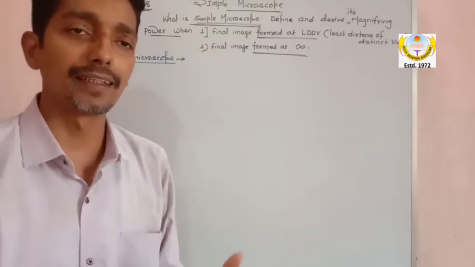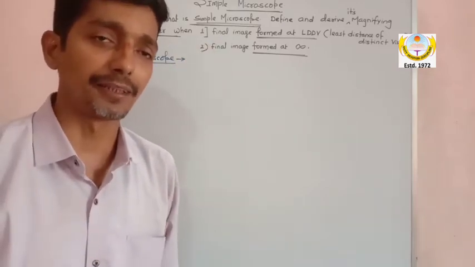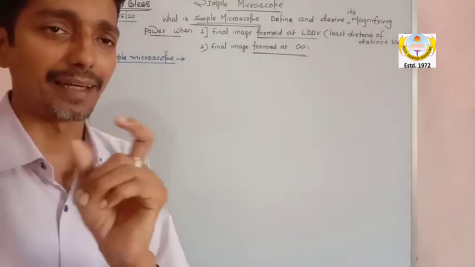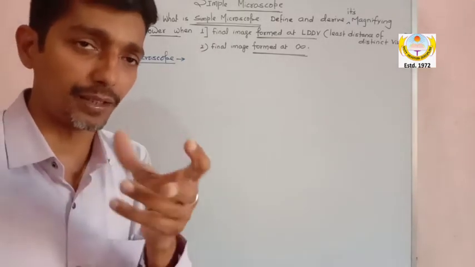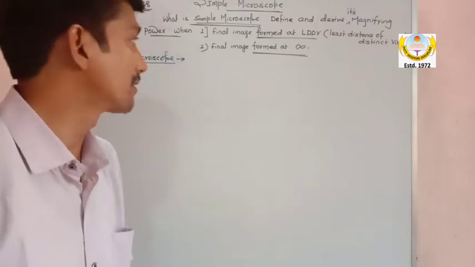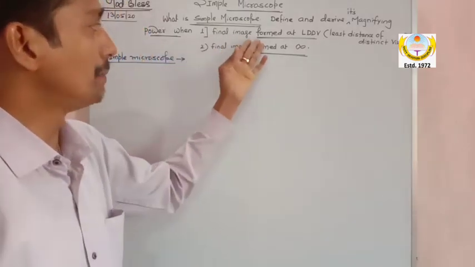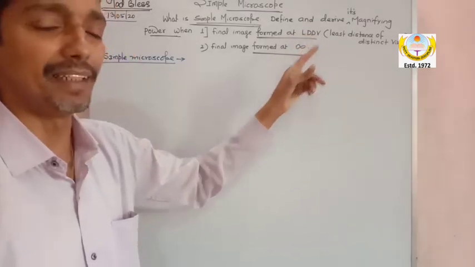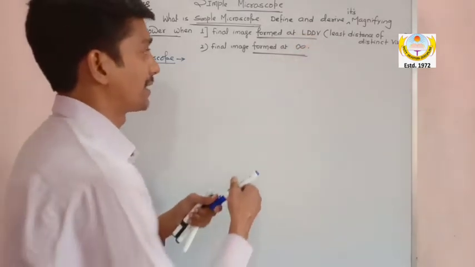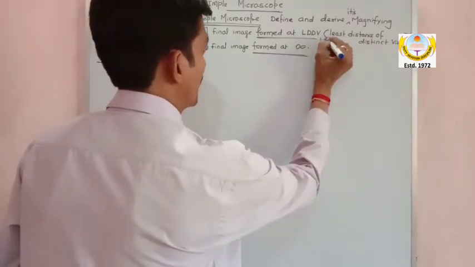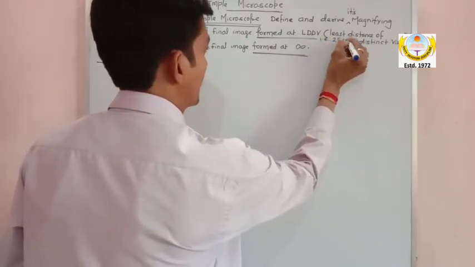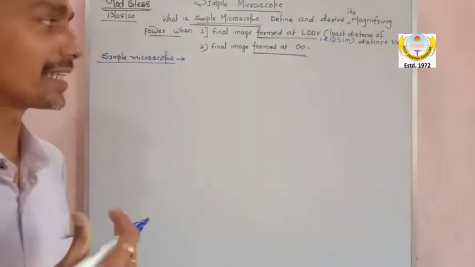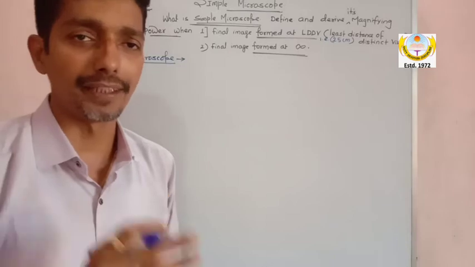Earlier the question was magnification, now it is magnifying power. What is the difference? When we talk about magnifying power, it means the final image is formed at the least distance of distinct vision, LDDV, which is taken as 25 centimeter, and in the second case, the final image is formed at infinity.